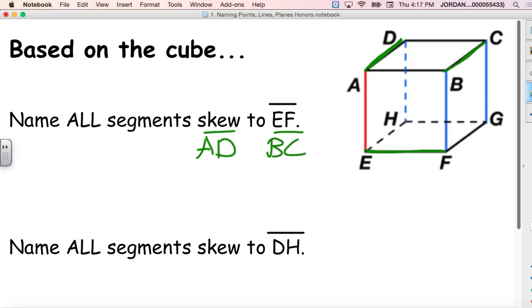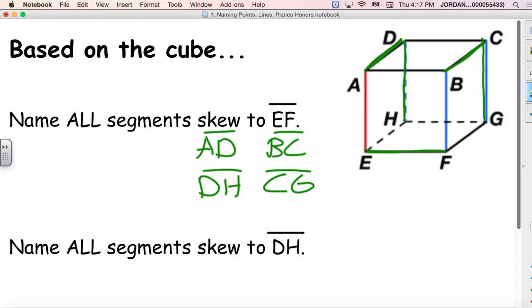It's skewed. And then the only ones we haven't really checked are the ones on the back. So you can see right here that this one, it's skewed because DH is just going to pass by EF without touching it, and it's not parallel. And then CG is the other one. It'll just pass by EF, never touching it. So those are your skew lines to EF.